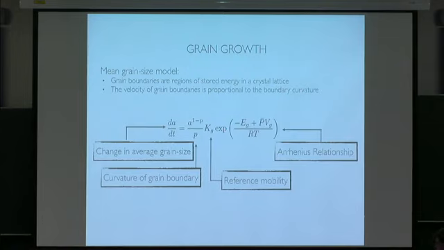Grain growth follows the classic Arrhenius relationship, such that there's a temperature-dependent part with a prefactor, which is the mobility of grain boundaries. And then this part here is related to the grain curvature. So the rate of grain growth is proportional to the curvature of the grains.